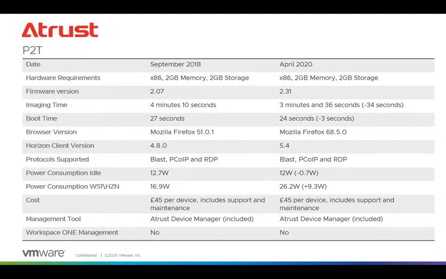Next up, Atrust. So we tested the Atrust again, the same as Matt just discussed. We found that the image time was significantly improved, over 30-second improvement, and there was a slight improvement in the boot time as well. The Horizon client, as always, has been updated to the 5.4 version. And when it comes to power consumption, we saw a slight drop in idle power consumption, but a slight increase in the workload power consumption when it was running the Workspace ONE and Horizon workloads.